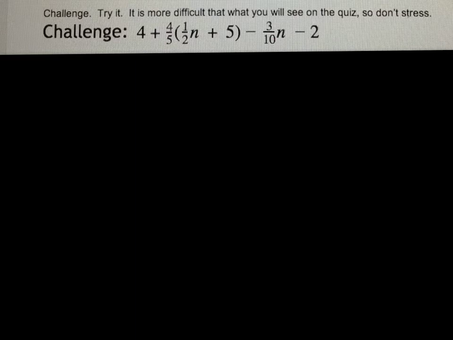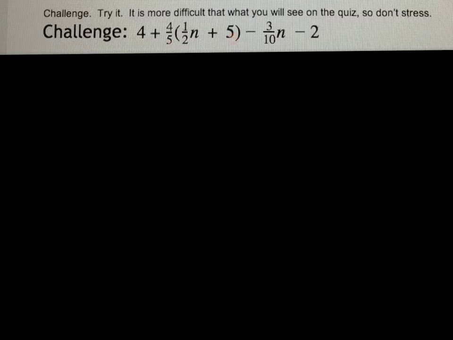So for our challenge problem, we see it's asking us to take 4 plus 4/5 times 1/2 n plus 5, and then we would subtract a 3/10 n minus 2. So the first part of the challenge problem we must recognize is that we cannot add before we distribute.